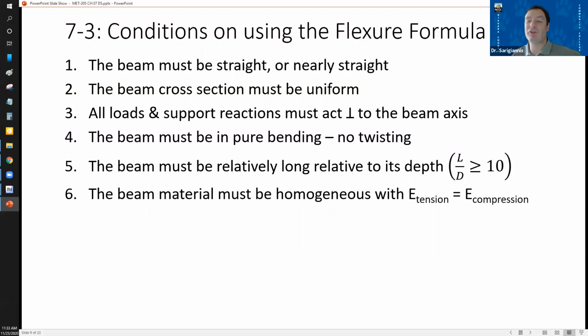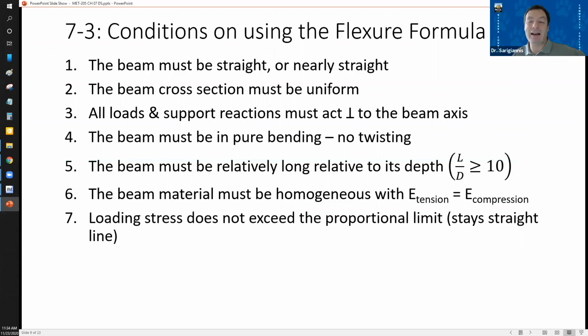The material must be homogeneous. I sort of touched on this up here. The cross section must be uniform. This is geometric uniformity, and this is material uniformity. So the beam needs to be homogeneous, and the material should have the Young's modulus in tension equal to the Young's modulus in compression. So the beam needs to be all one material, and that material should be such that the Young's modulus in tension and compression are equal to each other.